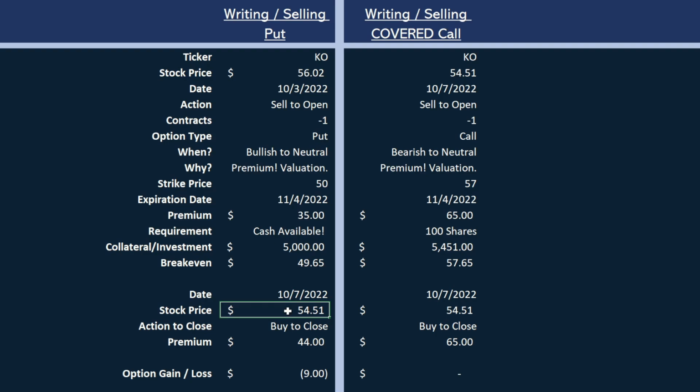But options that we sell like this can always be closed out ourselves. So the option value was $35 when we sold it. But between now and the expiration date, that premium value is going to move around depending on where the stock is. Okay, so right now on 10-7, if we wanted to buy to close this, it would cost us about $44 to close out our contract.